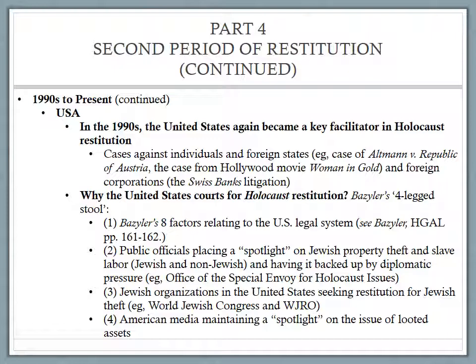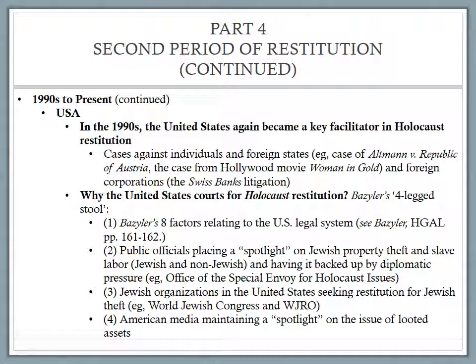So you've got a political arm, a political interest that was renewed in the 1990s, and also a judicial interest in filing these cases in U.S. courts. Why was the U.S. and U.S. courts a key target in the 1990s for Holocaust restitution?